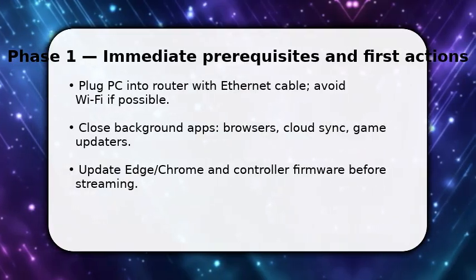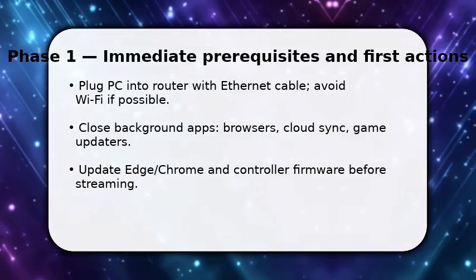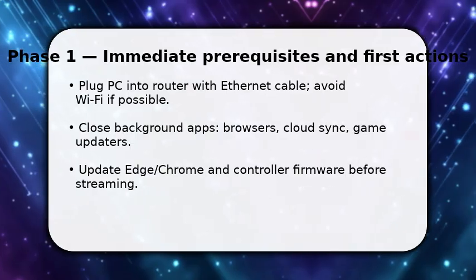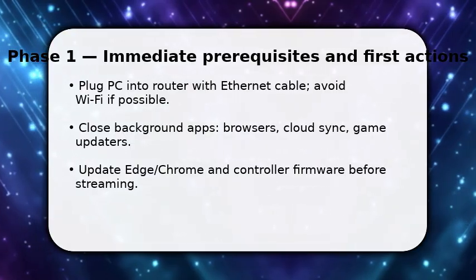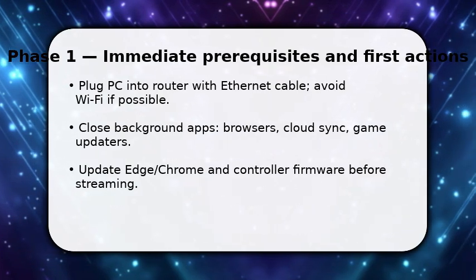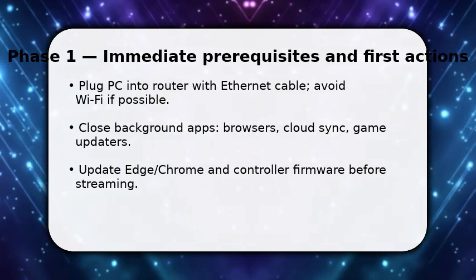While you do that, check Windows power settings, set to performance, and disable VPNs temporarily. These actions reduce latency sources immediately and prepare the PC for the streaming adjustments that follow.